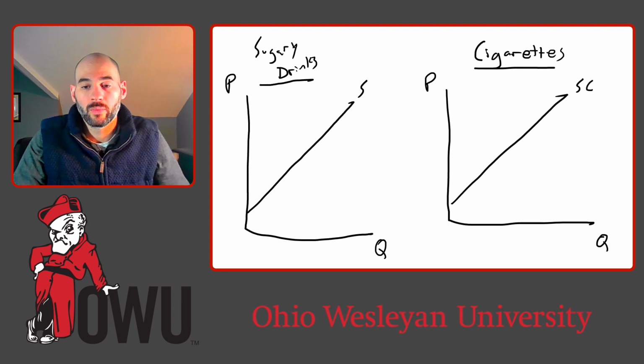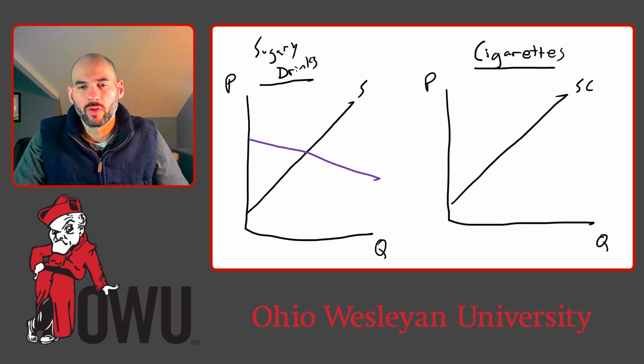And so if we remember our Econ 101 type material, we're going to think of the market for sugary drinks as maybe being a little more elastic, and the market for cigarettes as being less elastic, more steep, because people are more likely to become addicted to cigarettes, so they're going to be less responsive to changes in prices.